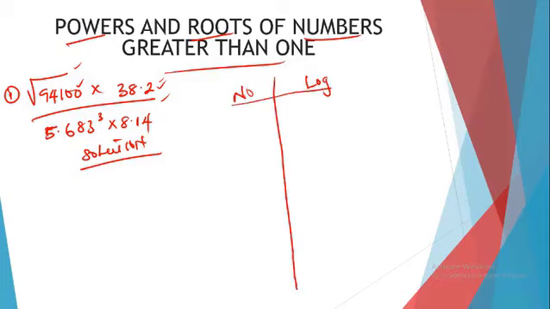Okay, the first one we have square root of 94100, and how many numbers do we have here? We have 1, 2, 3, 4, 5. So the characteristics is 5 minus 1. We have 4 points. We look for 94 under 1. Difference what? 0. So there's no difference. So 94 under 1 will give us what? 9736.